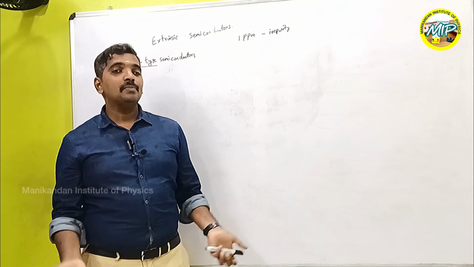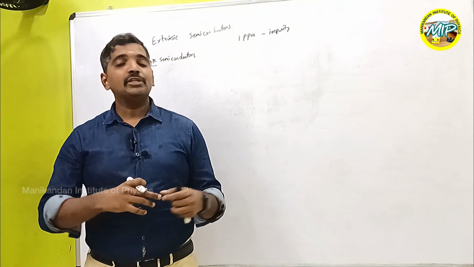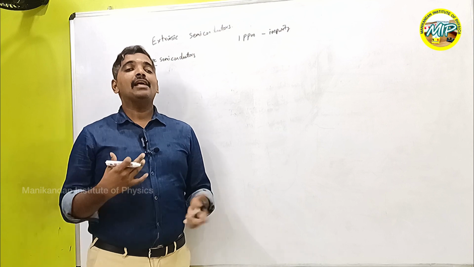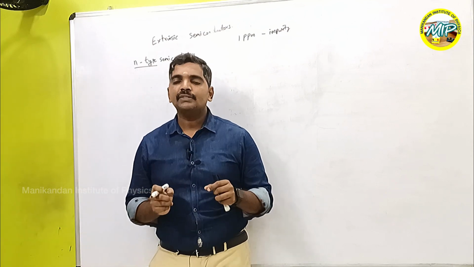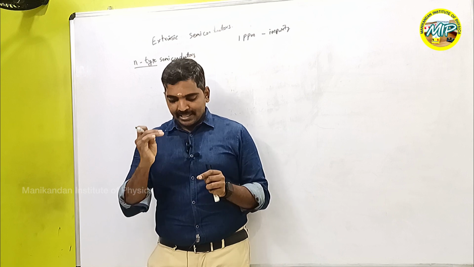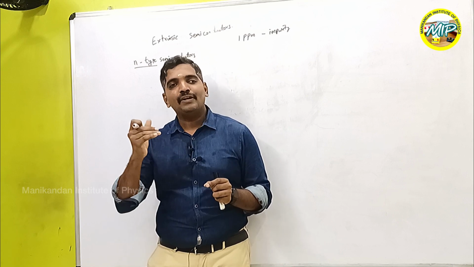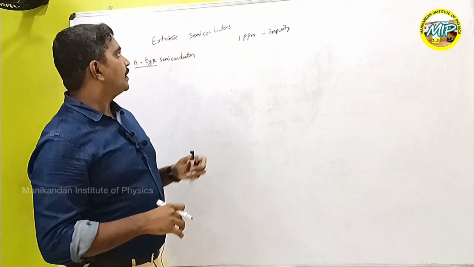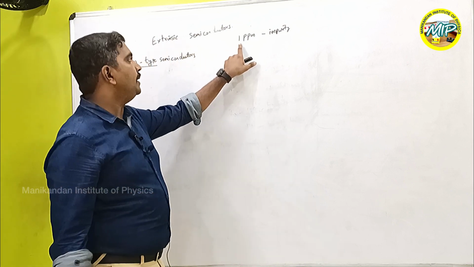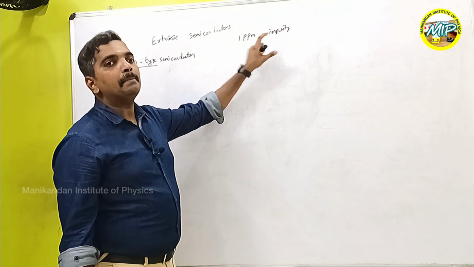The number of free electrons will be larger. If the number of free electrons is larger, what's happening? Then the collision probability will increase. If the collision probability increases, the relaxation time will be reduced. If the relaxation time is reduced, the conductivity gets reduced. So we are going to add the impurity only at 1 part per million.